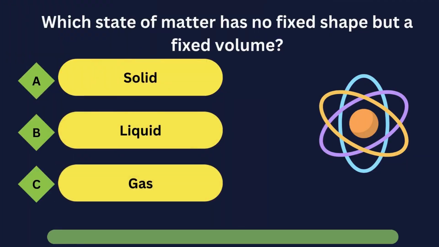Which state of matter has no fixed shape but a fixed volume? A. Solid. B. Liquid. C. Gas.